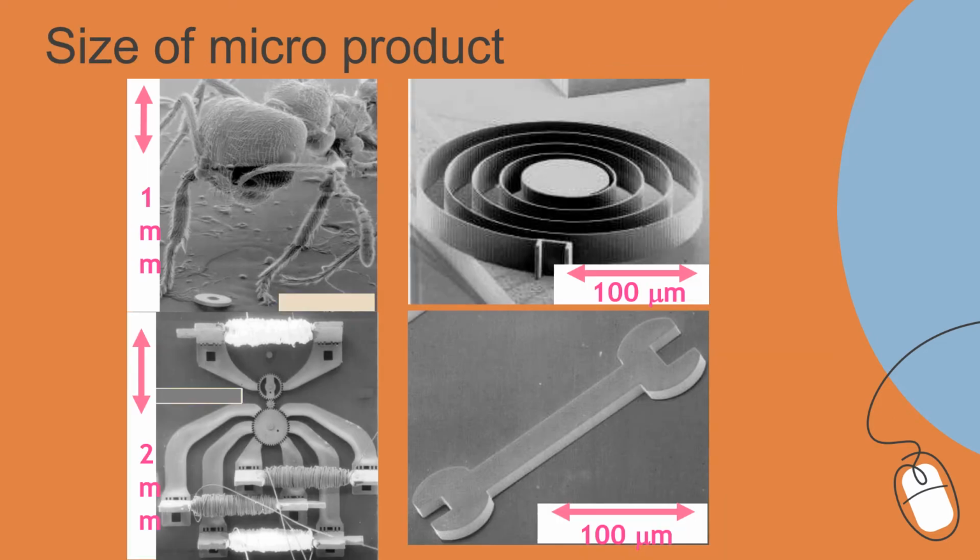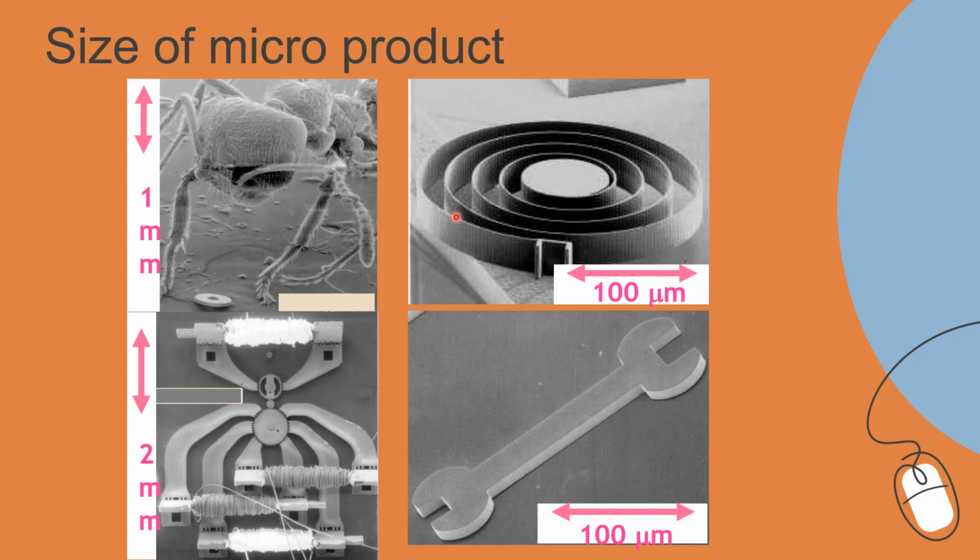So if you want to see into the size of the micro product, it can varies from 1 mm to 2 mm, and it goes till the 100 micrometer. So if you see this one, it is not seen by our naked eyes.